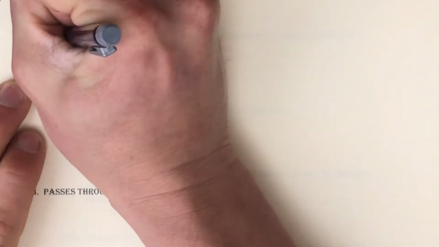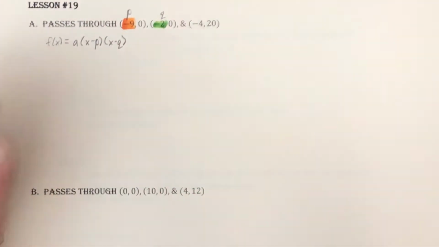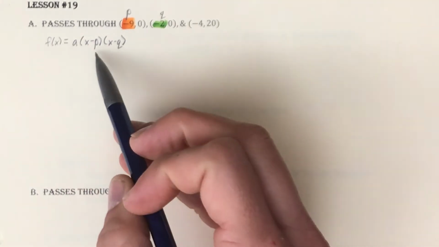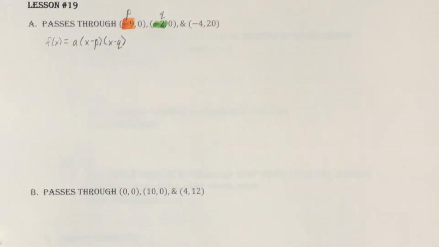Now the other thing you have to remember is that that third point also comes back into play, because ultimately, remember, we are going to plug this into intercept form, which is f of x equals a times x minus p times x minus q. So our first goal is we're going to solve for the a. Well, in order to solve for the a, we need to know p and q, but we also need to know x and f of x, and that's where that third point comes in.